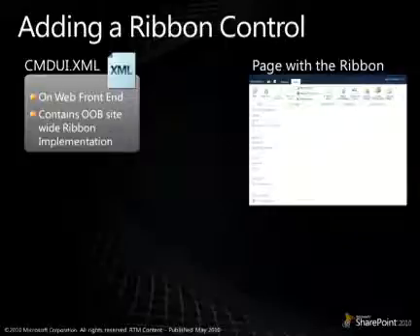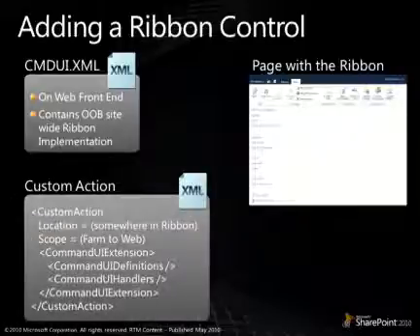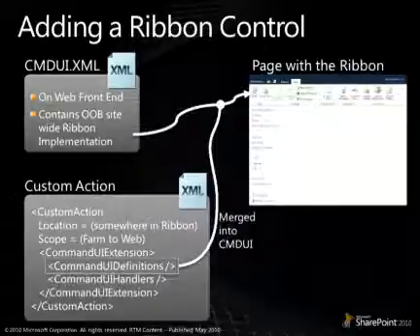Out-of-the-box ribbon controls are defined in Command UI XML. This file is located in the template global XML folder at the 14 root folder. This file contains the main definitions for the out-of-the-box ribbon. We are using custom actions to add new controls to the ribbon itself. This is defined in some feature element XML file using specific ribbon-dependent elements. Key attributes are location and scope. Location defines where the control will be placed, and the scope attribute can obviously be used to define the scope of the definition.